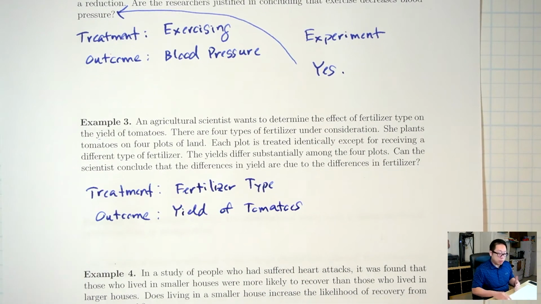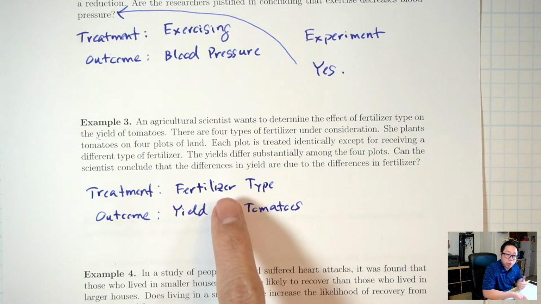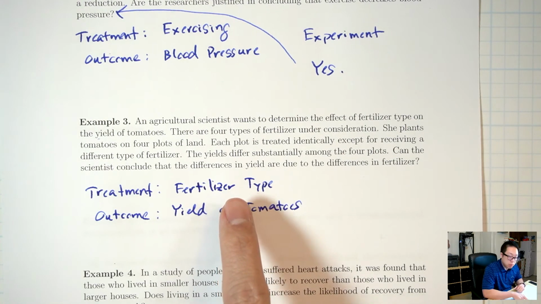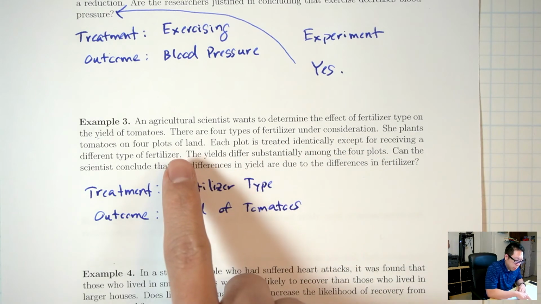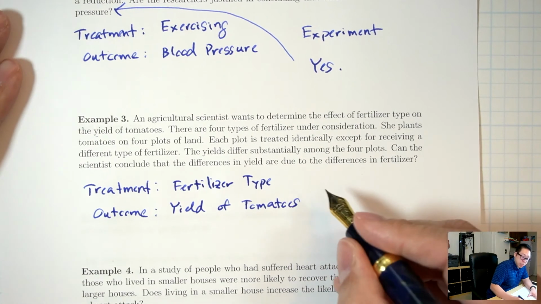Okay, the question is, is this an experiment or is this an observational study? So did the scientist decide which tomatoes got which fertilizer type? Yes, right. So there's 4 plots of land, and then she decided which fertilizer each plot got. So she decided which fertilizer the tomatoes got. So this is an experiment.